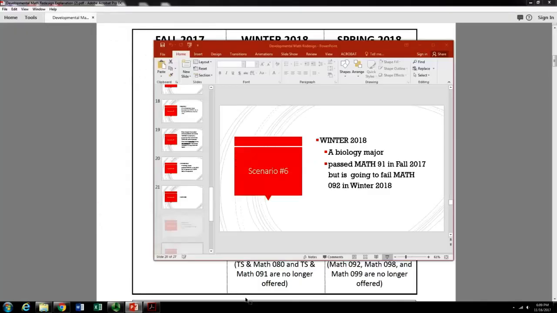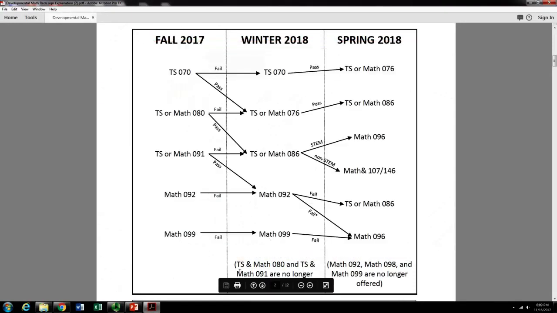Now what's the difference again? One was a STEM major, one's an English major. So that's why you see this little asterisk here. So Math 92, if they're failing but their real goal is to go into a STEM major, Math 96 is a good option. But if they're more in the humanities or social science, you know that they only need 107 or 146, Math 86 is an appropriate class for them to take.